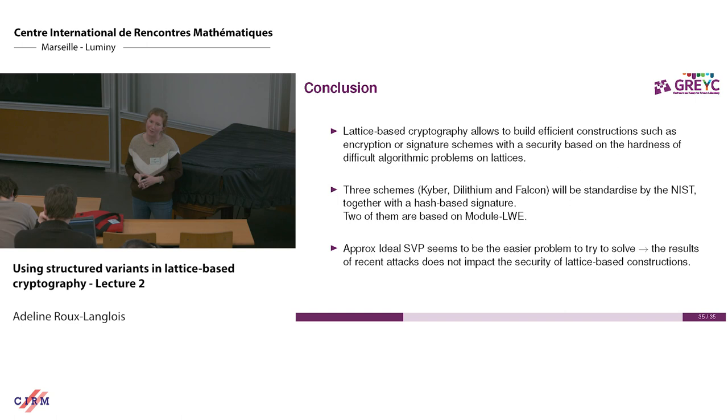People tried, I guess, but that's really because the reduction is only one way for approx ideal SVP. Also, in another paper on module LLL, they showed that for a module between the rank 2 and the rank n, it's quite equivalent. But the rank 1 seems to be different. That's why we think the rank 1 is easier. Thank you.